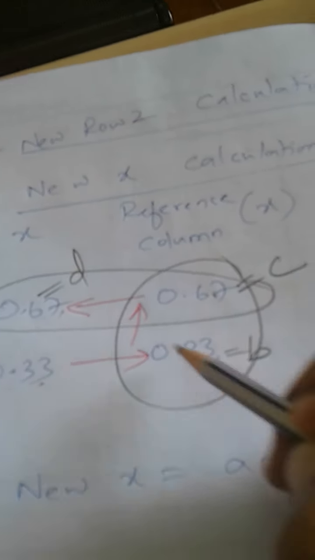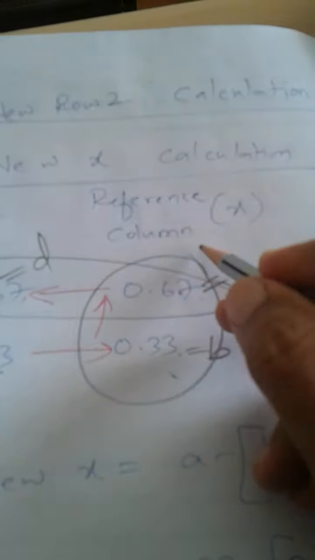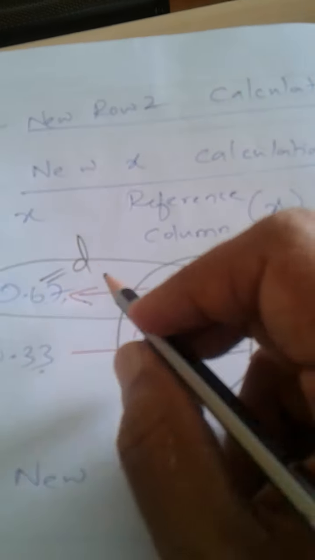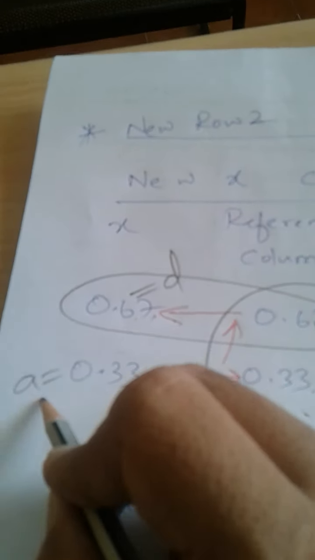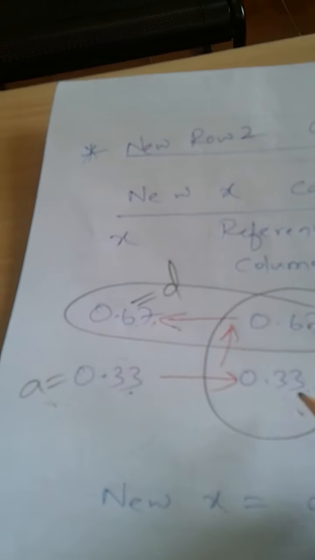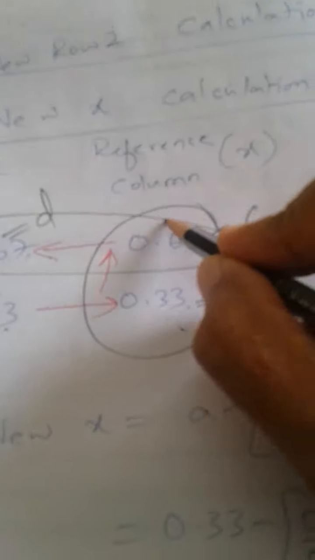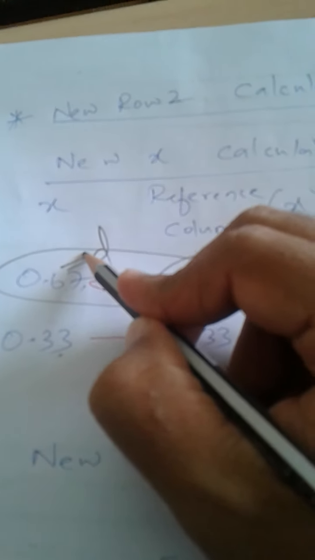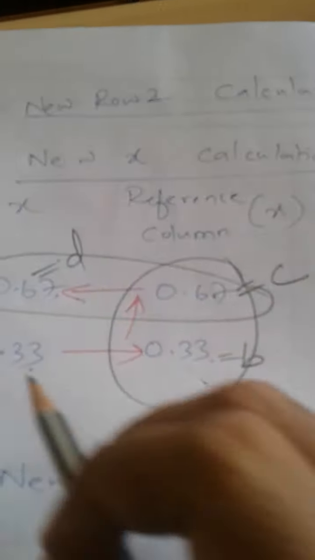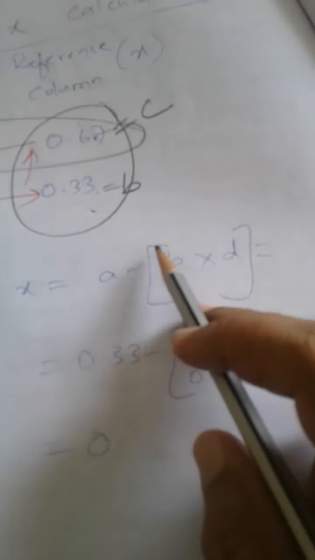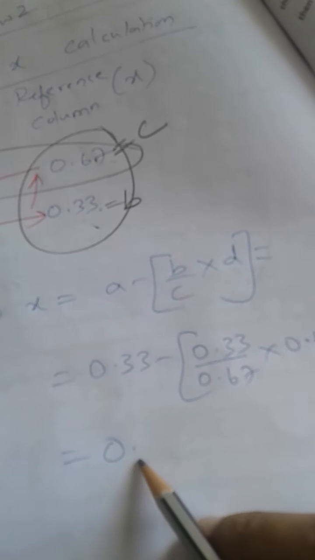Now how to consider A, B, C and D? As I said before, B, C and D will be inside the reference column and reference row. Since I want to calculate the new value for 0.33, I am going to consider this as A. Next, this is B, C and D. So this is how we are going to consider this, and the equation would be this, and the value will be 0.